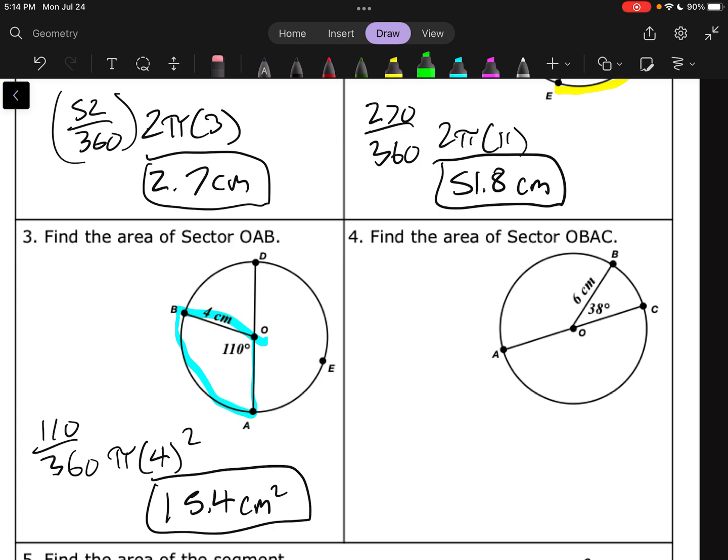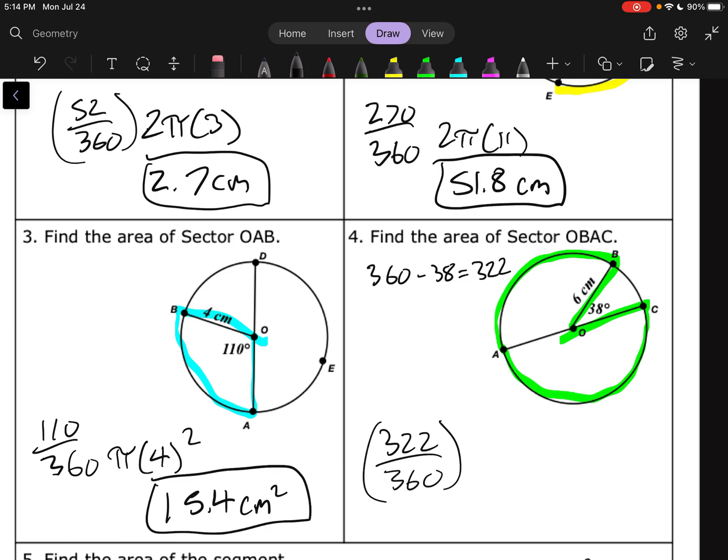Sector OBAC. Should have been going this way. 360 minus 38 is 322. So we should be doing 322 over 360 times pi times 6 squared.